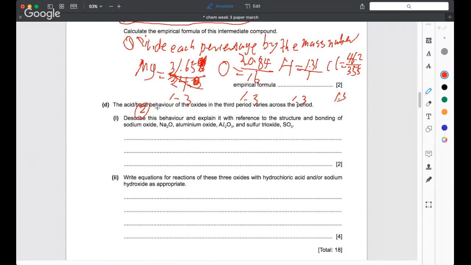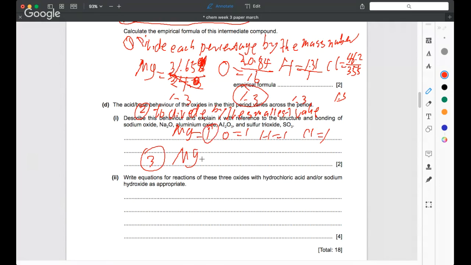The second step is to divide each of the values you got from the first step by the smallest value. What is the smallest value? It's just 1.3, because they are the same. So you divide them by 1.3 and you get magnesium is 1, oxygen is 1, H is 1, and Cl is 1. The last step is you write the formula: Mg, and the number you have, then O1, H1, and Cl1. This is the final formula you have.